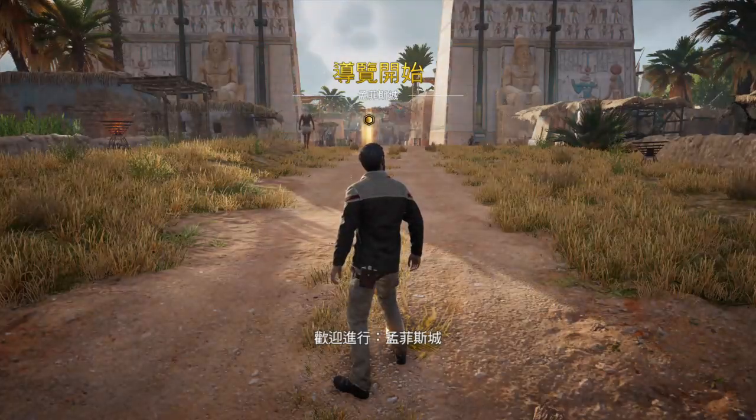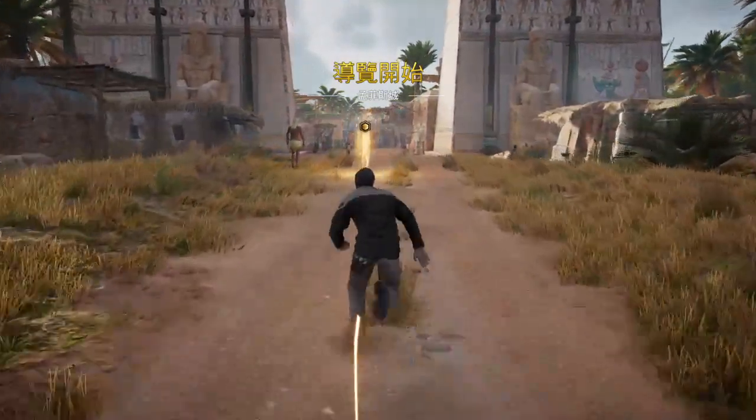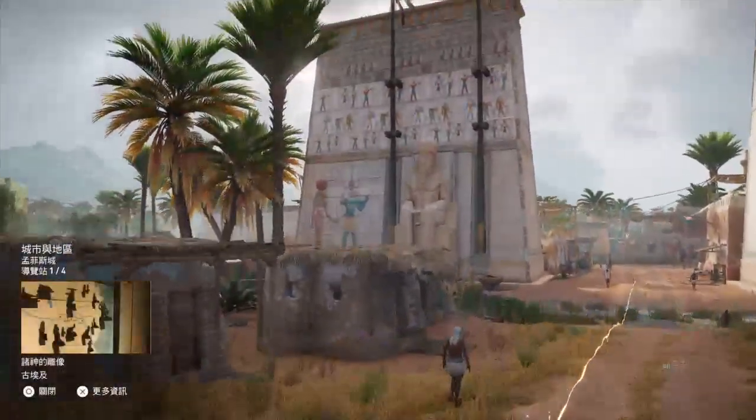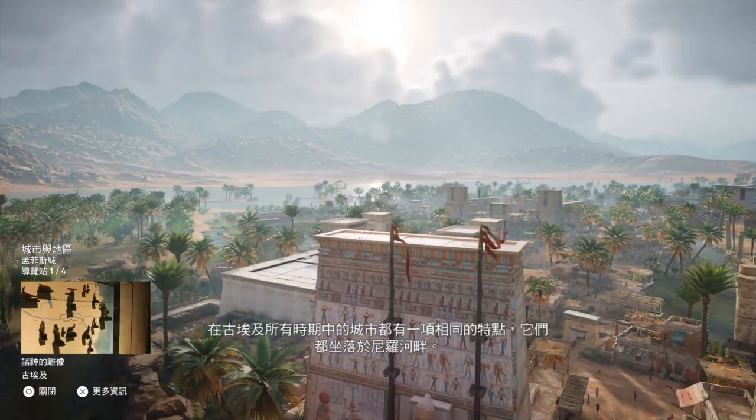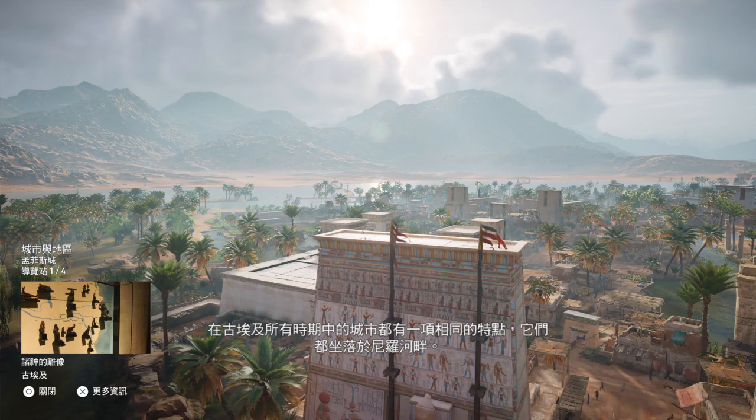Welcome to the city of Memphis. Throughout all ancient Egyptian periods, cities had one thing in common. They were situated along the Nile's shores.